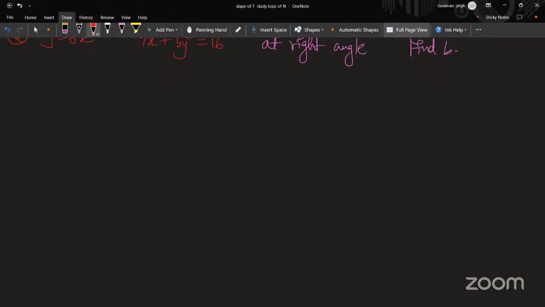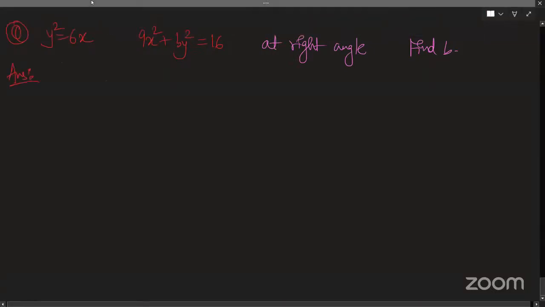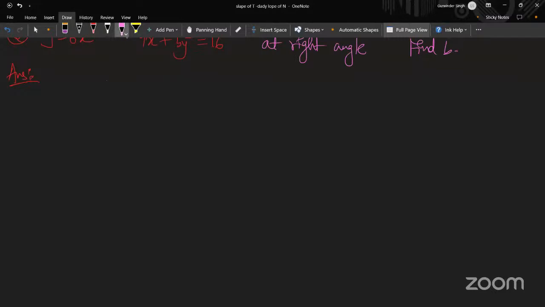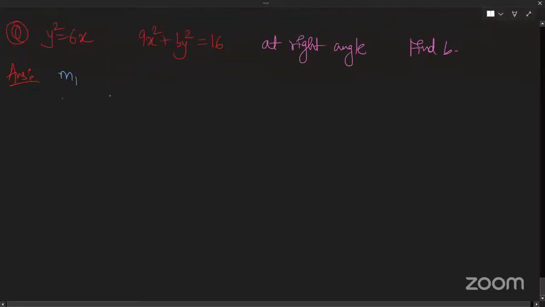So can you tell me, if the slope of one curve is m1, what will be the slope of the other curve at the intersection point? They are intersecting at right angle. Right angle means 90 degree. Can you tell me what will be the slope? Minus 1 by m1. Correct, right? It will be the negative reciprocal.